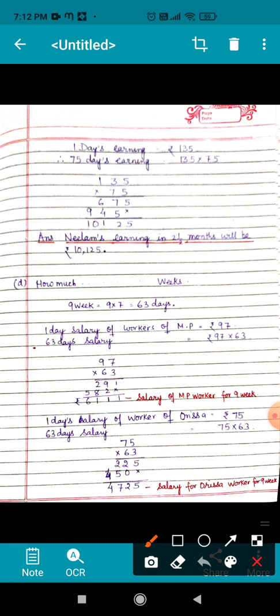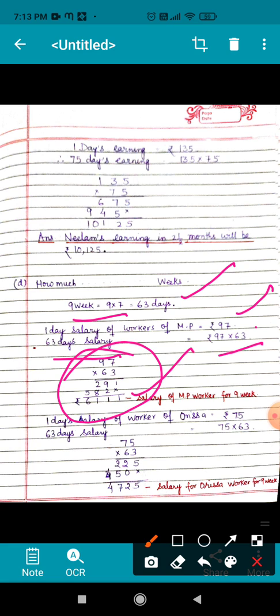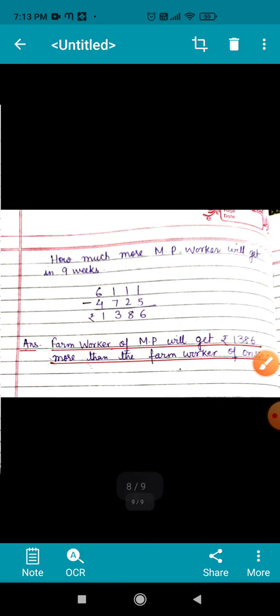1 day salary of a worker of MP is 97 rupees, and children, 9 weeks has 63 days. So 63 days salary will be more, and when we have multiplied we have got this much of amount. Similarly, we have calculated the salary of Odisha people for 63 days. Here it comes 4,725 rupees.